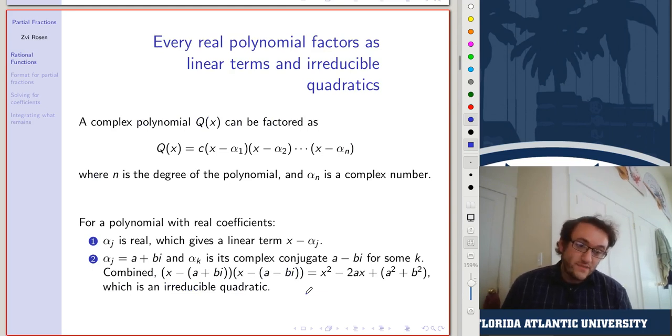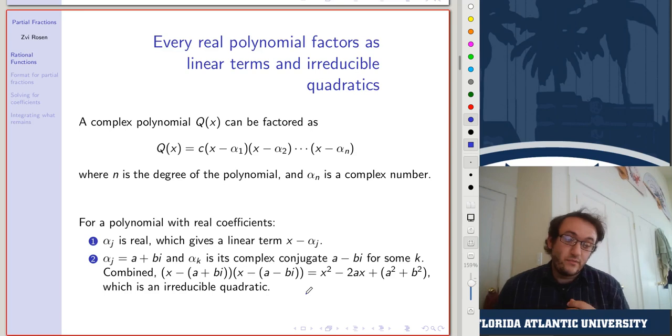And something that helps us as we're factoring these polynomials is knowledge of the fact that every real polynomial factors as linear terms and irreducible quadratics. So if we have a complex polynomial, q of x, you can always factor that as some constant times x minus alpha 1, some complex number, times x minus alpha 2, all the way up to x minus alpha n. And here n is the degree of the polynomial, and alpha n is a complex number. But if we want to keep everything real, which in this course we do, we're going to factor it.